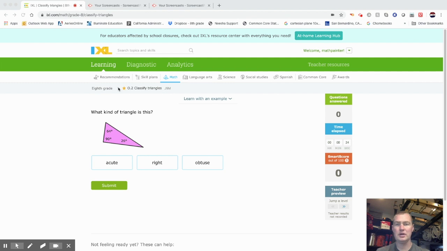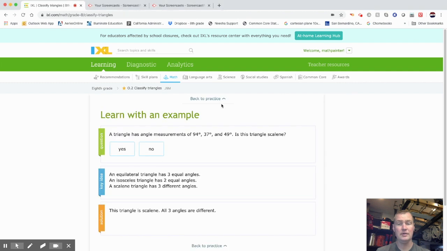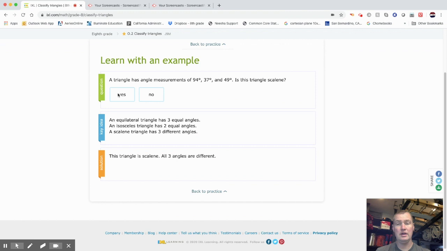Today we're working on O2, classify triangles. Given the example we have here, it's asking what kind of triangle this is. We have 64 degrees, 90, and 26 degrees, and it's asking for the word acute, right, or obtuse triangle. First we're going to learn with an example and see what happens. It's asking if the triangle is scalene.